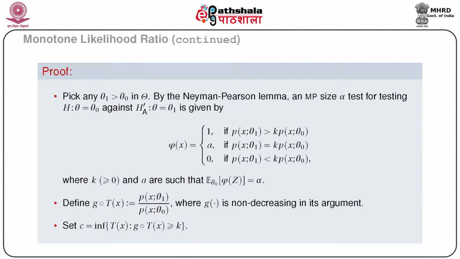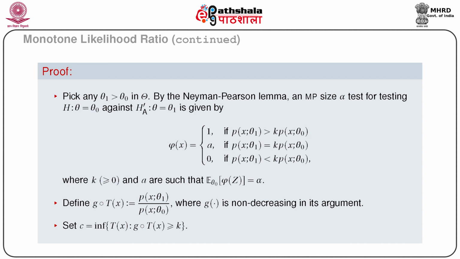We consider a proof of the theorem. Take any theta 1 greater than theta naught. Then by the NP lemma, the MP size alpha test for testing H: theta equals theta naught against theta equals theta 1 is given by phi(x) equals 1 if p_X(theta 1) greater than k times p_X(theta naught), equals some constant a if p_X(theta 1) equals k times p_X(theta naught), equals 0 if p_X(theta 1) is less than k times p_X(theta naught), where k greater than or equal to 0 and a belonging to the interval [0,1] are such that expectation under theta naught of phi(x) equals alpha.